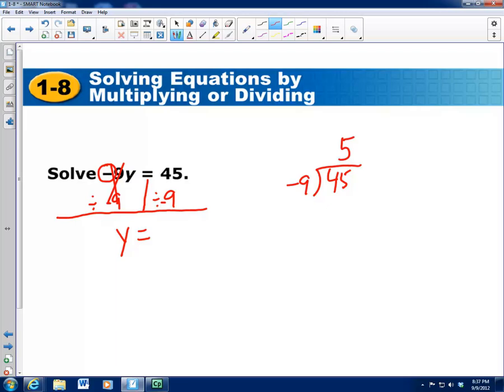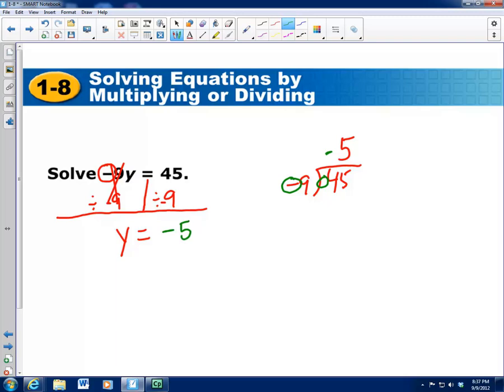Then I need to look at this and say, well, are my signs the same or are they different? Well, they're different because I have one negative sign here, no negative sign here, so therefore my answer has to be negative. So my y is going to be negative 5.